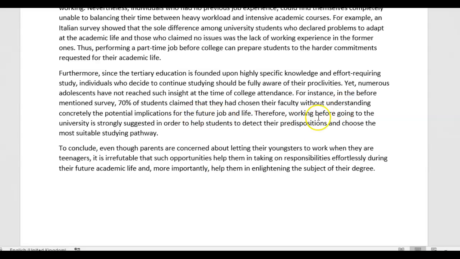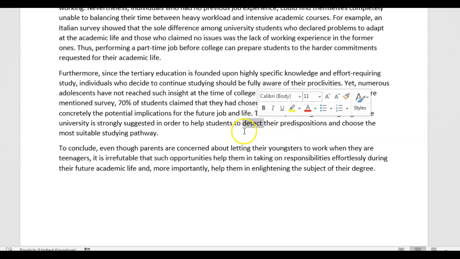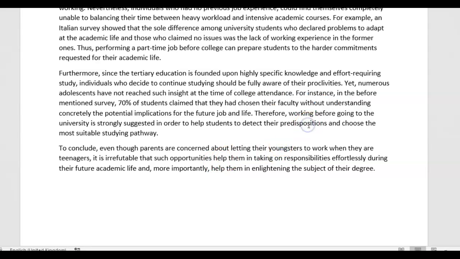job and life. Therefore, working before going to university is strongly suggested in order to help students. Strongly suggested by whom? I think this is a bit too straightforward. You could say is certainly a good idea or a helpful experience in order to help students detect or determine, not detect, I would rather say determine, and no particle to, determine their predispositions and choose the most suitable studying path, I would say pathway of study.